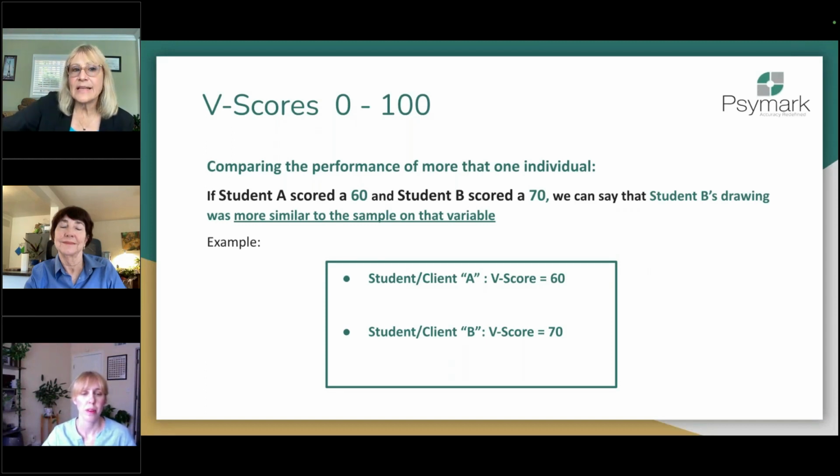So here's another example of how you can use V-scores. You can also compare the performance of more than one individual. Here in the box, we have student A and student B, or client A and client B. Student A receives a score of 60 on a V-score, and student B on the same variable receives a score of 70. What we can say is that student B's drawing was more similar to the sample, to the model, on that variable. Next slide.